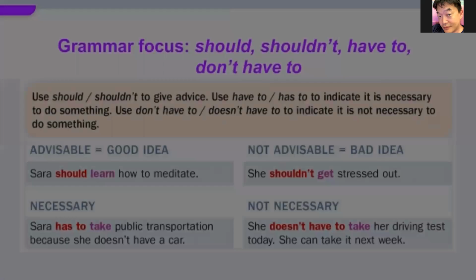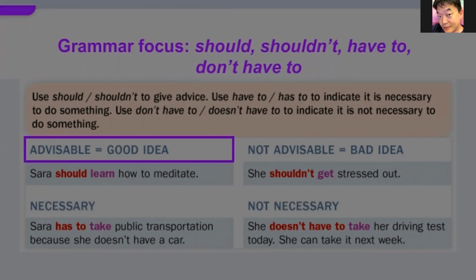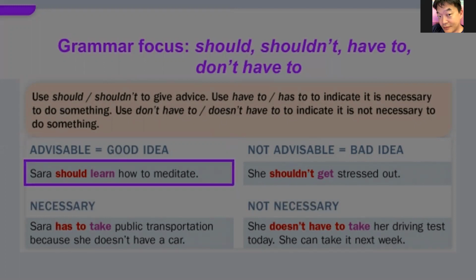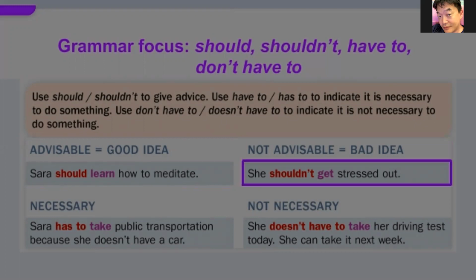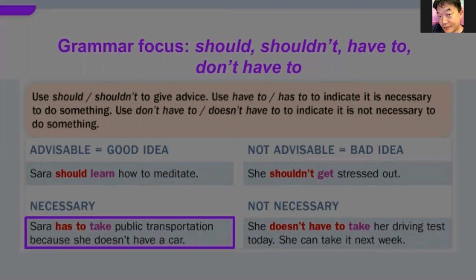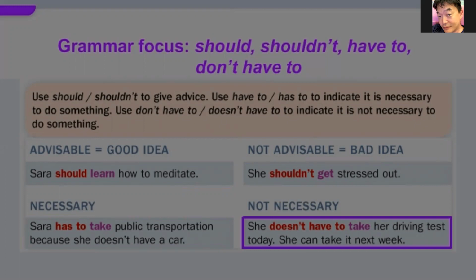Let's review. Advisable is the same as good idea. Sarah should learn how to meditate. Not advisable is the same as bad idea. She shouldn't get stressed out. Necessary. Sarah has to take public transportation because she doesn't have a car. Not necessary. She doesn't have to take her driving test today. She can take it next week.